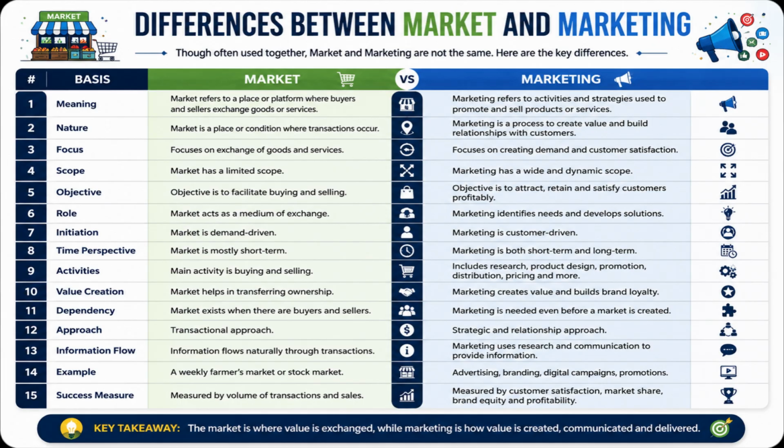Conclusion. To summarize, a market is the place or environment where buying and selling occur, whereas marketing is the process of creating, communicating, and delivering value to customers. The market is where value is exchanged, while marketing is how value is created and promoted.